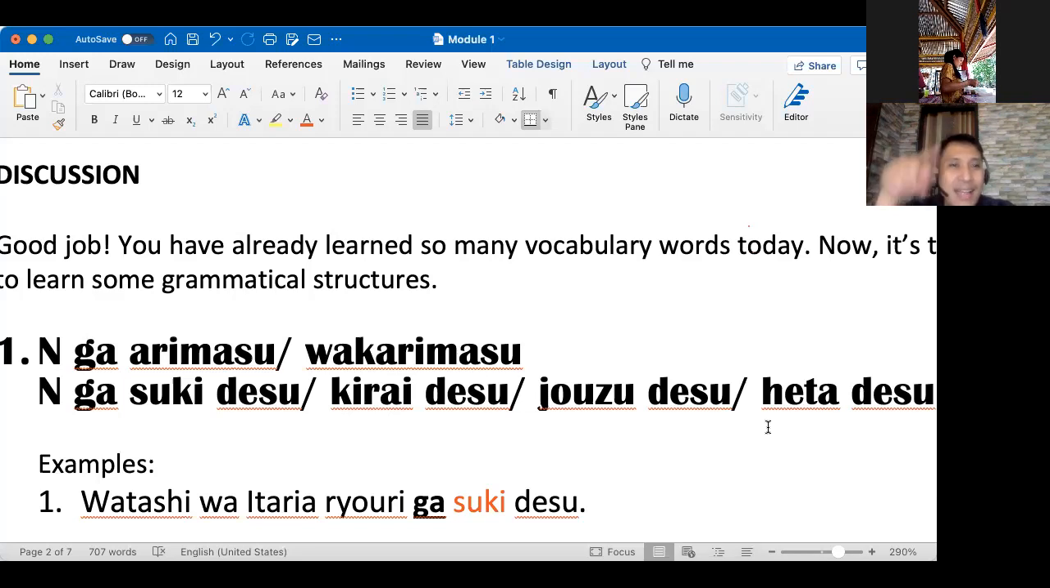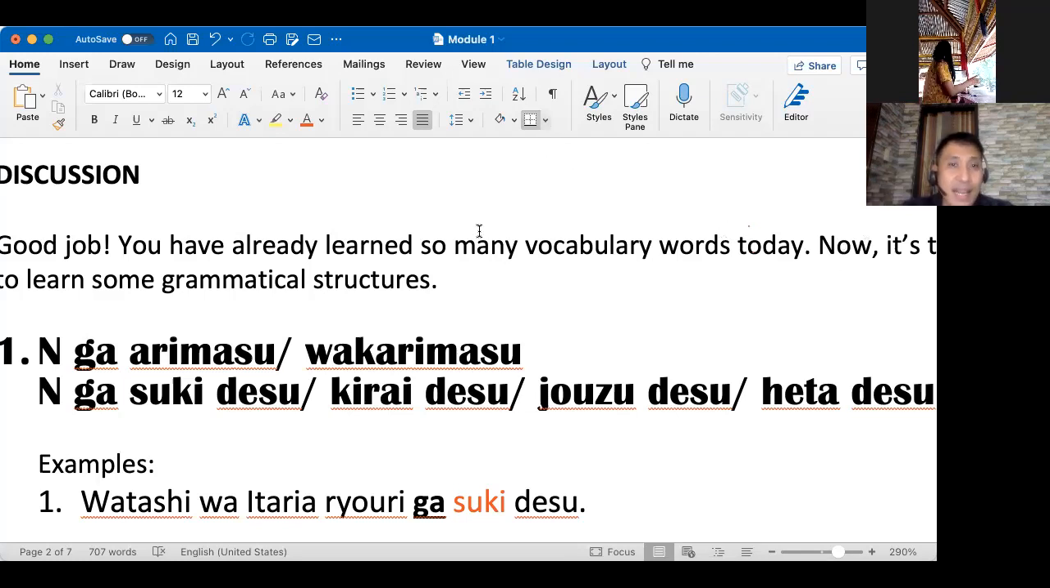Nani ga wakarimasu? Meaning to say, I understand. Nihongo ga wakarimasu. Ego ga wakarimasu. So, yun yung ating pattern. And then sa baba, noun or name ga suki desu. Di ba sabi nyo kanina, computer game ga suki desu. Supotsu ga suki desu. So, ga yung ano niya, name plus ga.